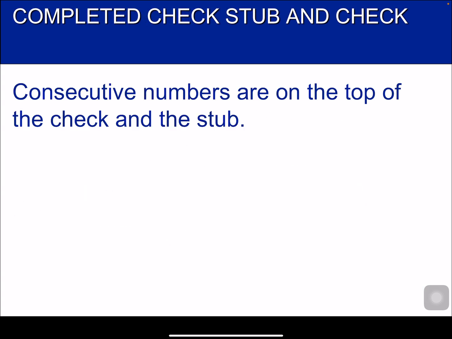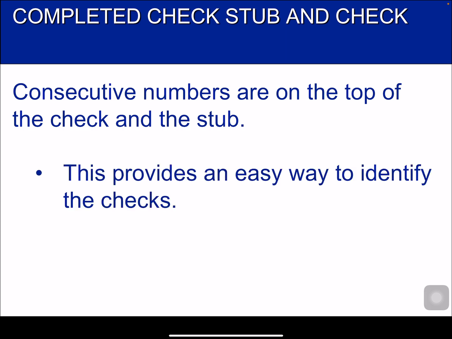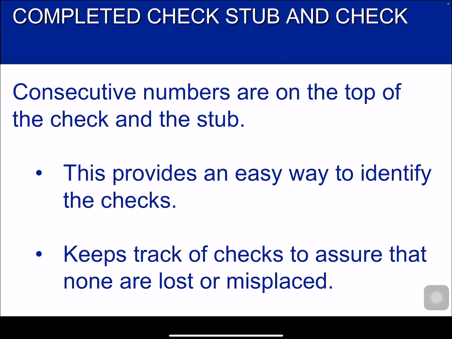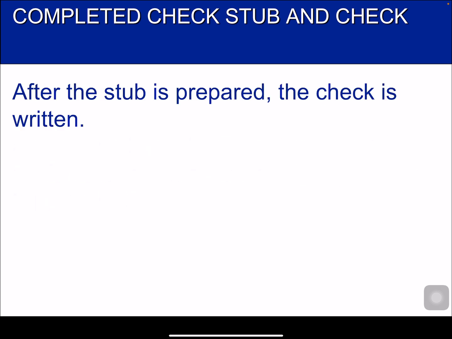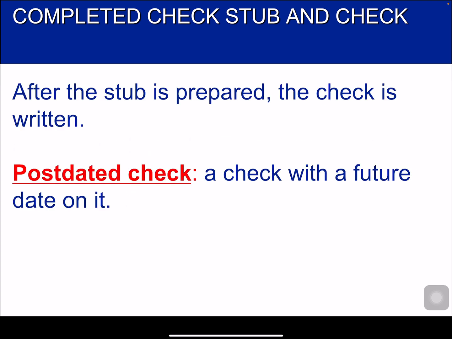Consecutive numbers are on the top of the check and the stub, and this provides an easy way to identify the checks. It keeps track of the checks to assure that none are lost or replaced or misplaced. And this is our objective evidence. It's a concept we have. A check stub is a business's record of each check written for a cash payment transaction. After the stub is prepared, the check is written. A post-dated check is a check written with a future date on it. And again, this is illegal unless it is okayed in advance.